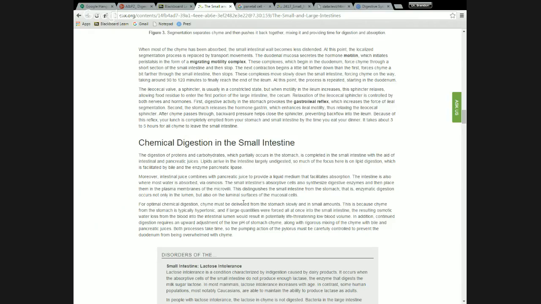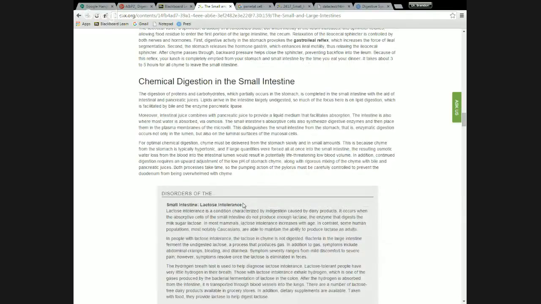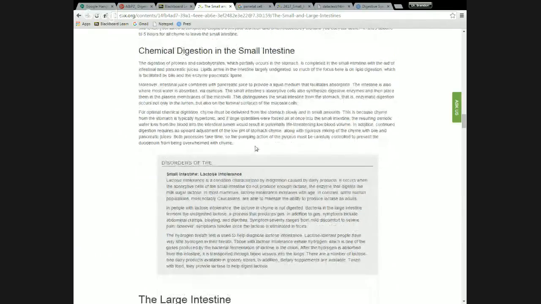Then it goes into chemical digestion of the small intestine. There's a lot going on there. I've mentioned the main things that I want to, which are pancreatic enzymes and brush border enzymes. I went into some detail about lactose intolerance, and they have a little box of that here.